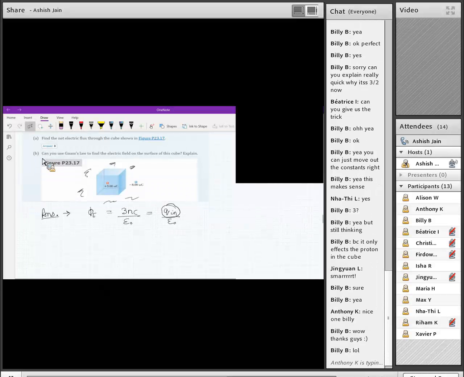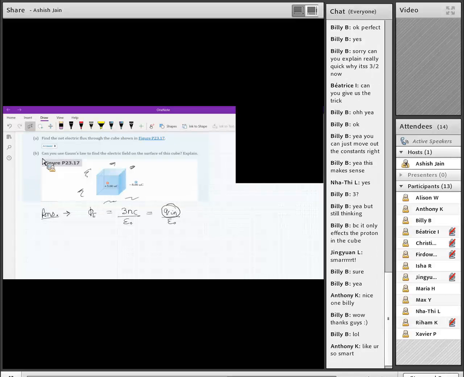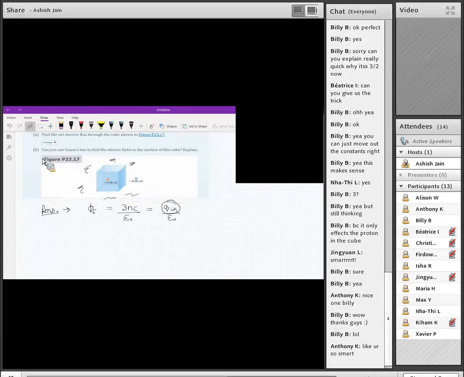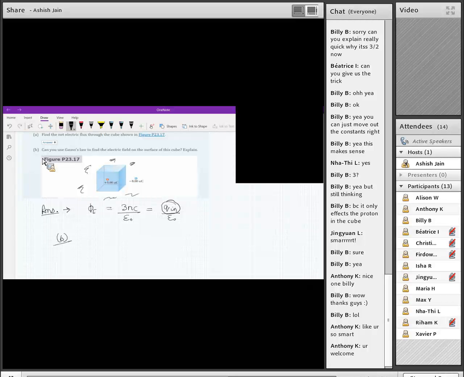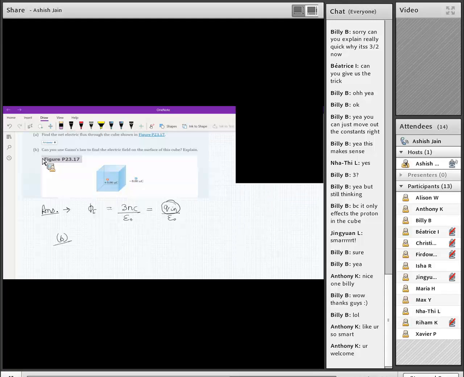Part B. Can you use the Gauss law to find the electric field on the surface of this cube? Now this is the question. Again, your voting question comes again. Can we use the Gauss law to find the electric field, not electric flux, on the surface of the cube? Again, there's a difference here. I'm asking whether I can find the electric field using Gauss law on the surface of the whole system, so the electric field due to charge minus 8 coulomb and plus 3 coulomb. Can I do that?